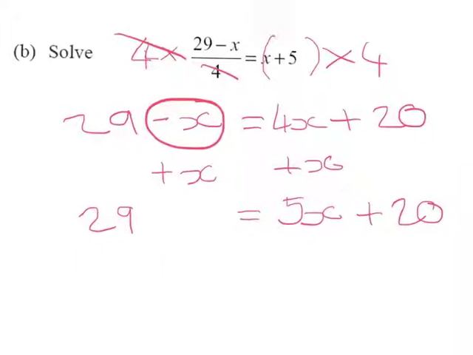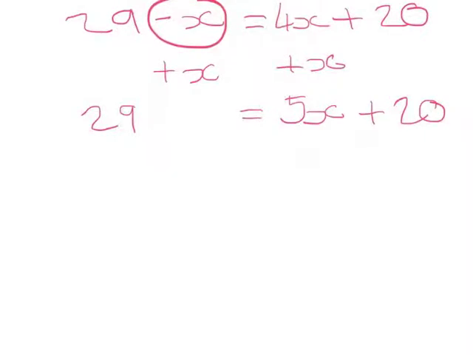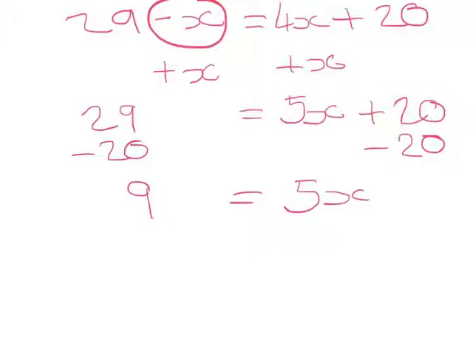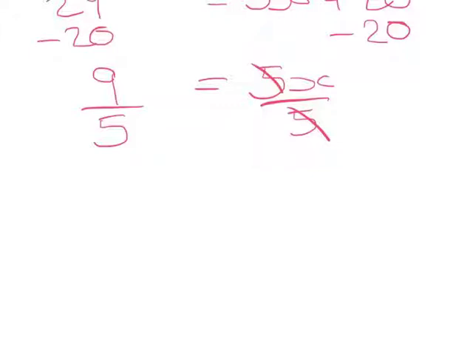Next stage, we need to get rid of the 20 because we want to get the 5x on its own. Take away 20, and we do the same to the other side. That leaves us with 9 equals 5x. Okay, last thing we need to do is get rid of the 5. Now at the moment it's x times by 5, so we divide by 5 and they cancel. Divide by 5 on the other side, and that gives us our answer, 9 over 5. Let's write that one more time. X equals 9 over 5. That's done.